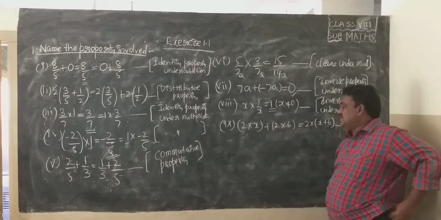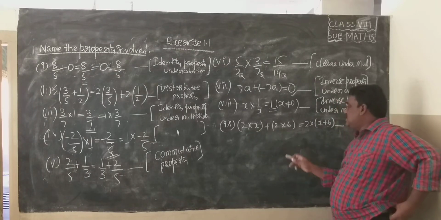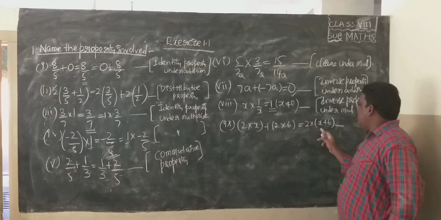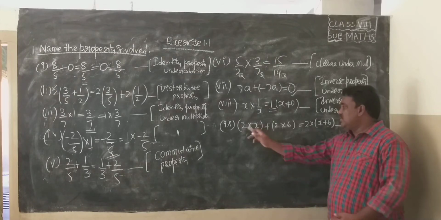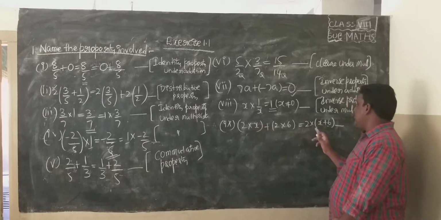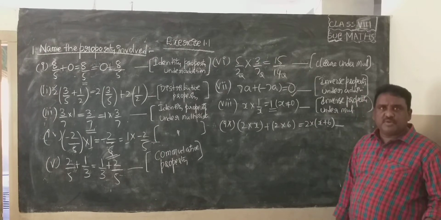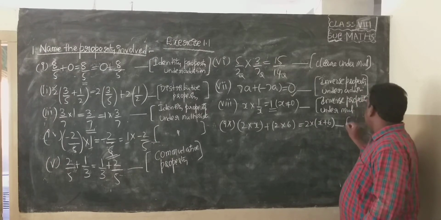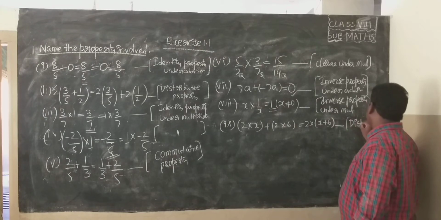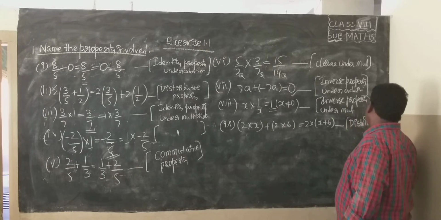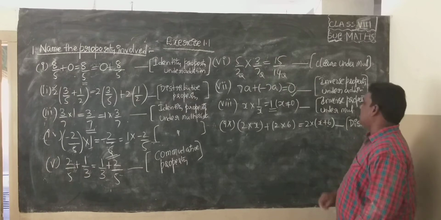2 into x plus 2 into 6 equal to 2 into x plus 6. Here how many 2's? 2 twos. Here how many 2's? 1 two. What is that? Again distributive. So this is distributive property. This is problem number 1.